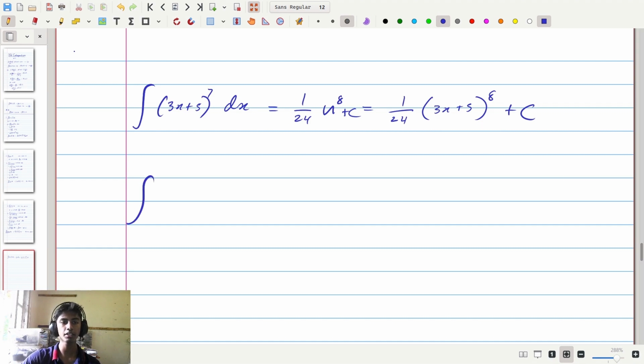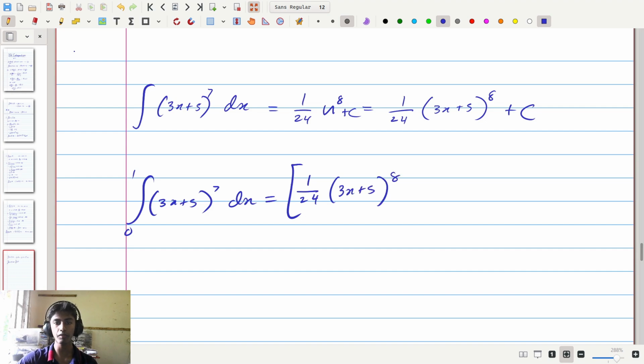And in this case, if I write a definite integral version of this, let's say the integral from 0 to 1 of 3x plus 5 to the power of 7 dx, this would simply be the value we get when we substitute the limits into 1 divided by 24 times 3x plus 5 to the power of 8, where we substitute the limits from 0 to 1. So basically we find this thing's value when x is equal to 1, and we find this thing's value when x is equal to 0, and then we subtract them.